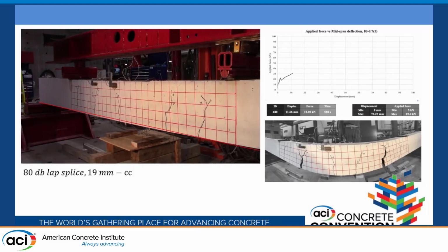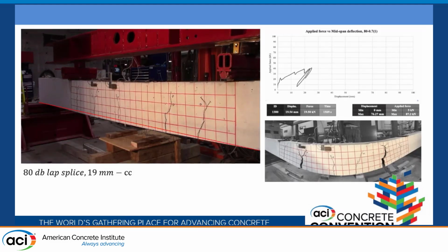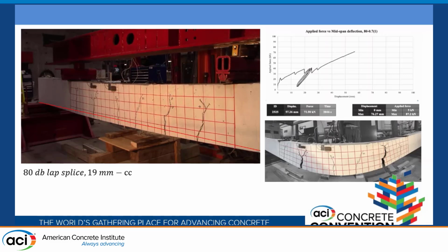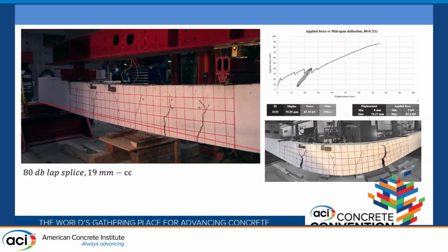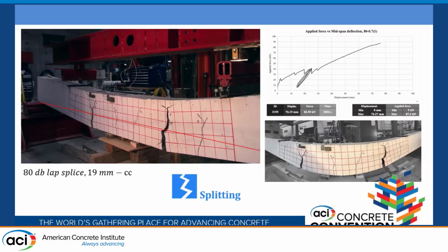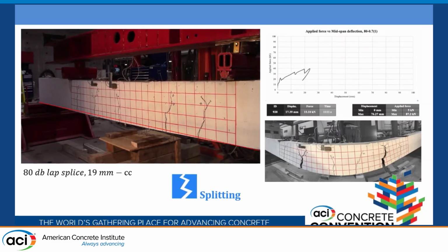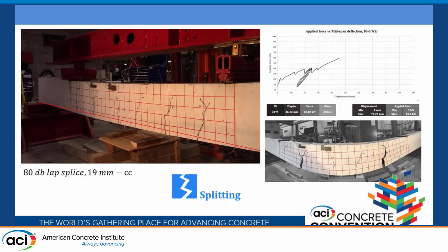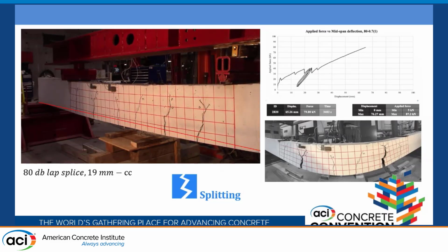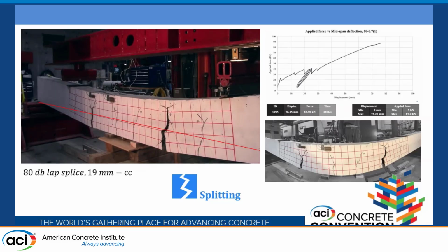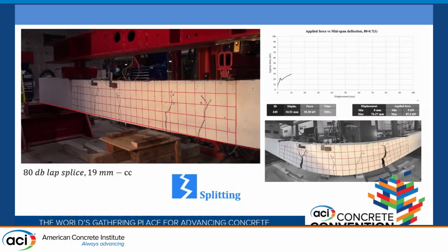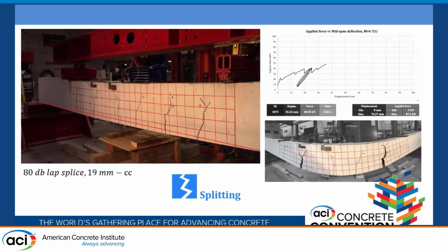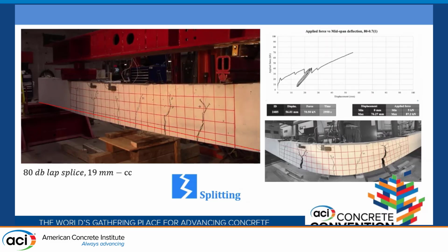So we did a 4-point bending test. These are the results of the 80 dB lap-splice with 19 millimeter clear cover. We decided to unload the beam after the beam cracked, after we measured 0.5 millimeters of slip, just to know if after the rebar slips, it is going to continue to have that movement when we unload the beam. After that, of course, we kept on loading through the flexural cracks, to be able to do an analysis of the crack formation.